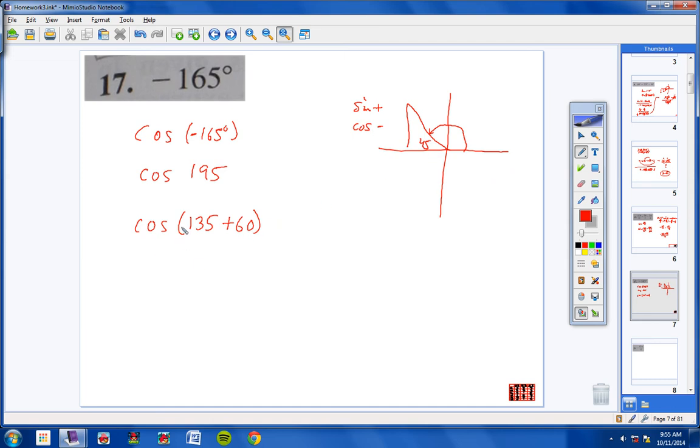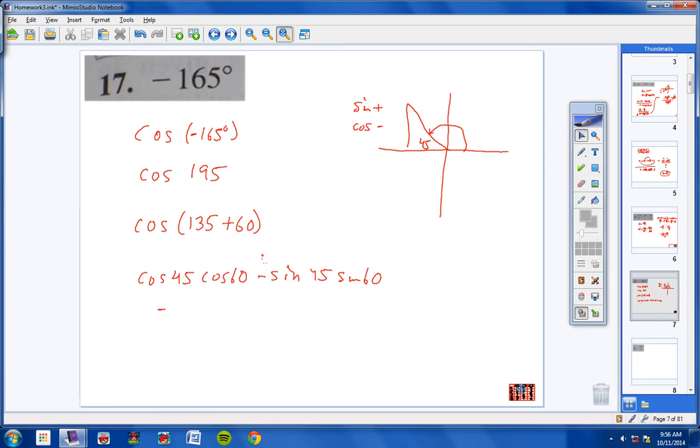We're taking cosine plus cosine, which is cosine cosine minus sine sine, so it would be cosine 135. Actually, I'm going to use 45, as long as I remember that's going to give me a negative, okay? Cosine 45, cosine of 60, minus sine of 45, sine of 60. And there we go. Let's do this very quickly here.